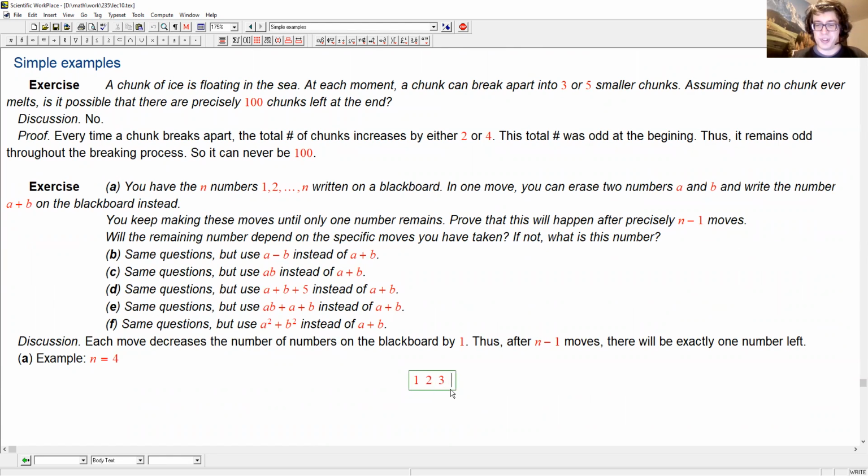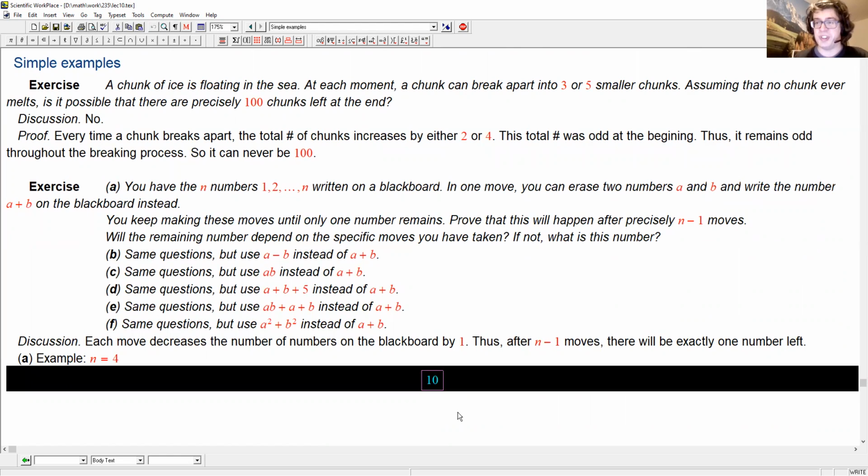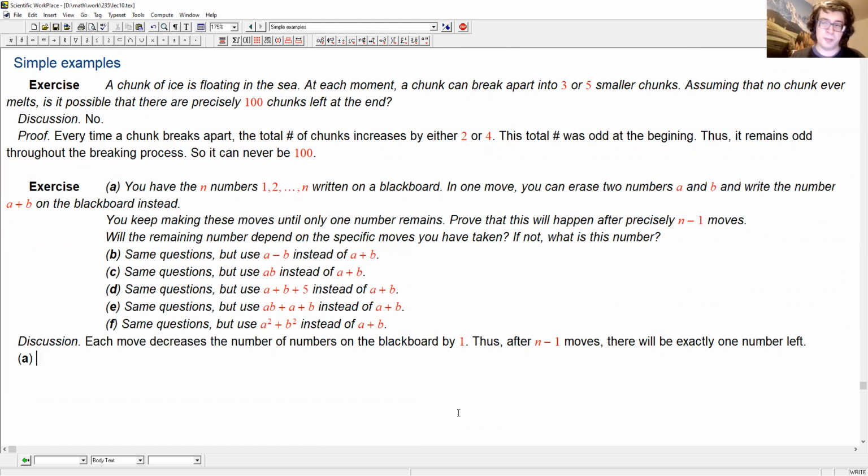Alternatively, of course, you could have done it in another way. 2 and 3 make 5. 5 and 1 make 6. 6 and 4 make 10. And now this should not be very surprising. Part A is really a warm-up for the other parts. So what's going on? The claim is that the remaining number will not depend on the moves. It will always be the sum of all the numbers.